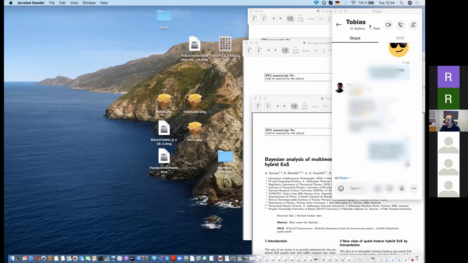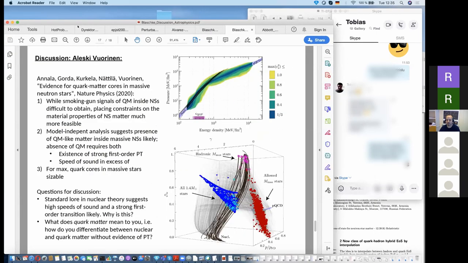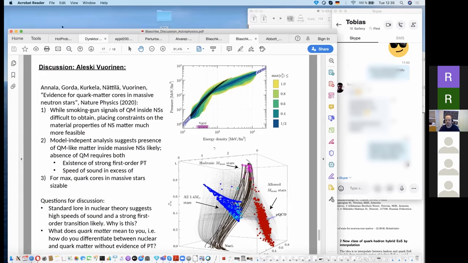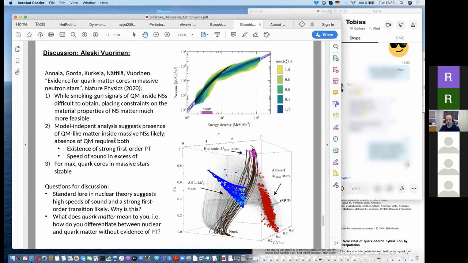And could you, David, maybe put the slide back there? Because there were two questions that I wanted to finish with that would serve as sort of discussion points for us all. So one of these is that, as we all probably know, the standard lore in nuclear theory has suggested for a long time that indeed very high speeds of sound should at some point, at some densities, be obtained, and the phase transition would be a strongly first order one. But I would kind of like to challenge this. Why is this statement or this expectation really robust? Why do we think this is so?